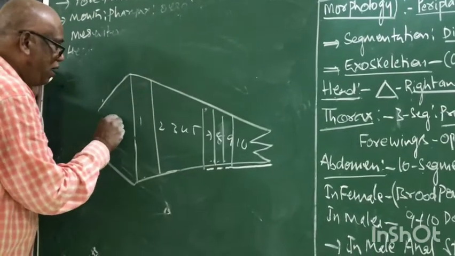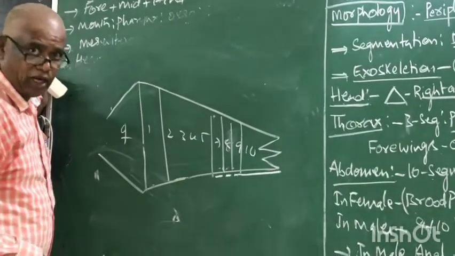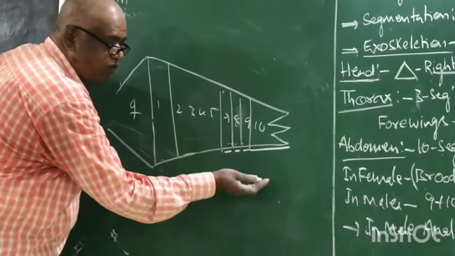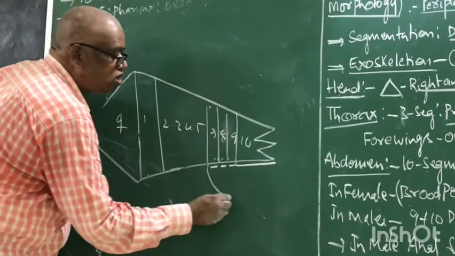Now, if it is female, right, ventrally, a box is there.